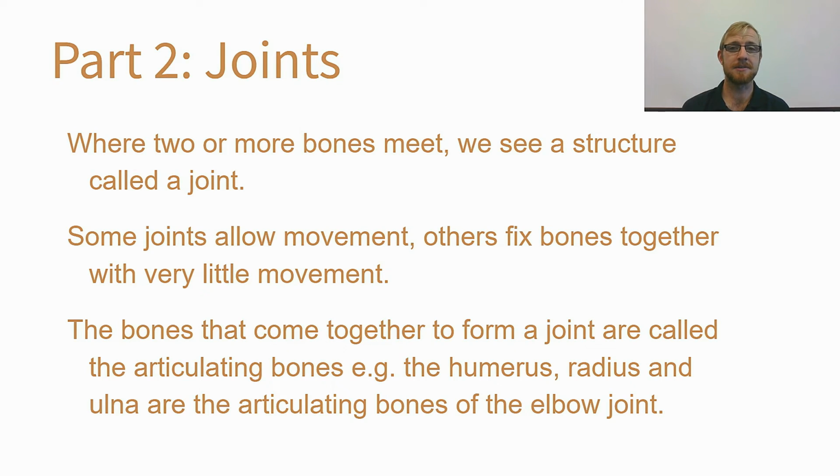We're going to quickly look at some joint types now that allow for movement and performance. They're two really important varieties. Where two bones meet, we see a structure called a joint. Some joints allow for movement, others fix bones together with very little movement. The bones that come together to form a joint are called the articulating bones. So if we were talking about the elbow, we would say the articulating bones are the radius, the ulna, and the humerus. They are the bones that make up that joint.